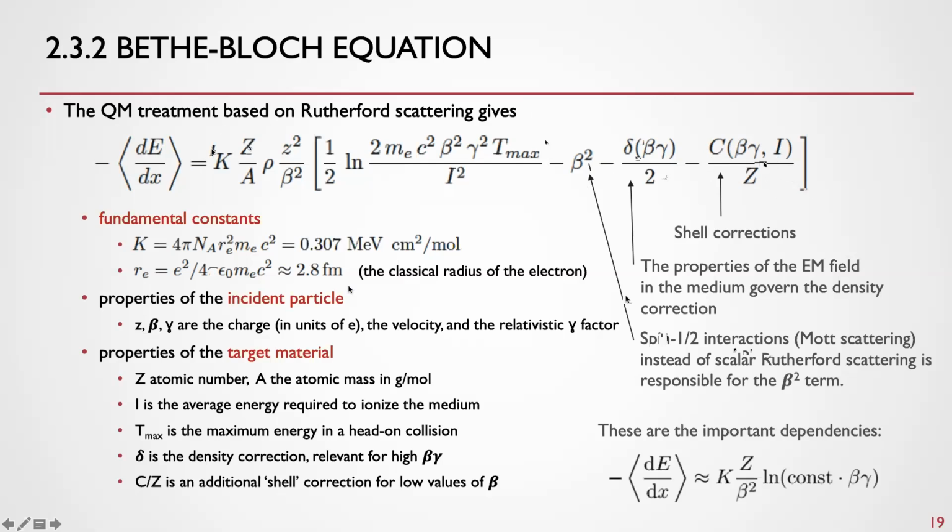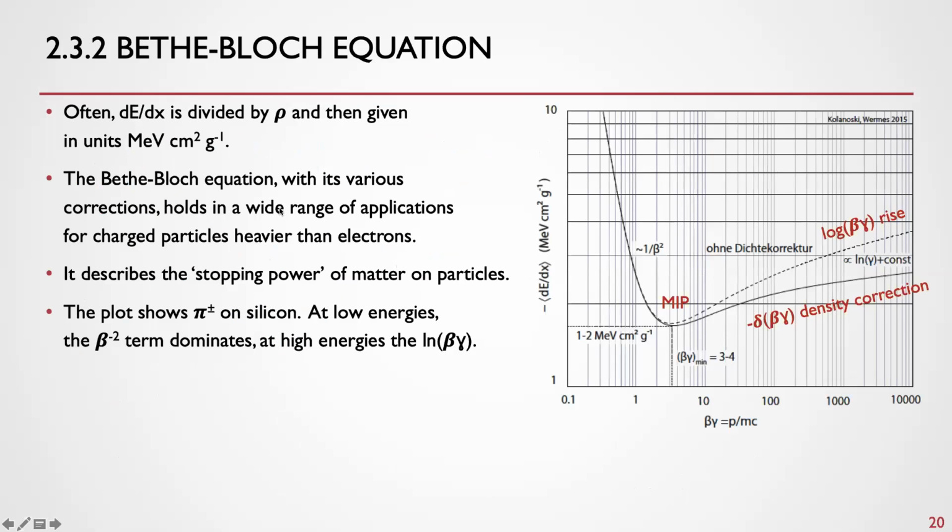By the way, the electron radius is 2.8 Fermi. So if you get closer than that to an electron, you have enough energy to create another electron. Good. Prefactor is constant of nature. Then come the properties of the incident particle, its charge, its beta, and the relativistic gamma factor, and then a bunch of target material properties. Now, that's the formula. Here is a logarithmic dependence divided by 1 over beta squared. This is what it looks like.